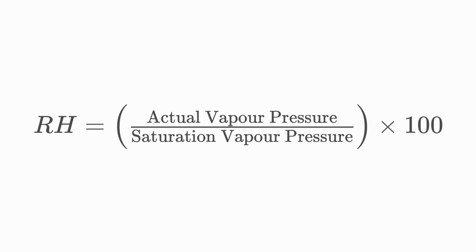Relative humidity, or RH, is the percentage of moisture in the air relative to the maximum amount it can hold at a given temperature. When the relative humidity reaches 100%, excess moisture condenses onto surfaces. In modern, well-sealed buildings, RH tends to be higher, increasing the chances of condensation.